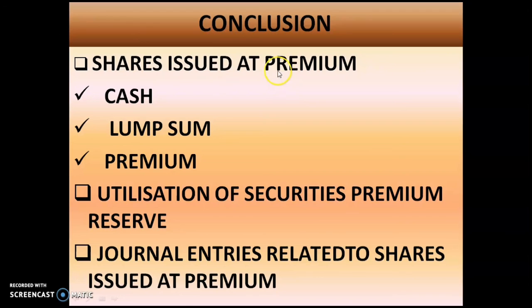In today's class we have discussed that when shares are issued at premium in cash at lump sum, there are two journal entries, and that is the same as before, but the amount will differ. When you show the amount column, there will be a slight difference in that. You have to include the premium amount also. Next we saw for what purposes we can use this securities premium reserve amount, that we have studied in this class. Then we studied the journal entries related to shares issued at premium.